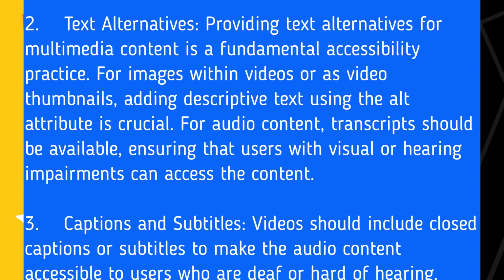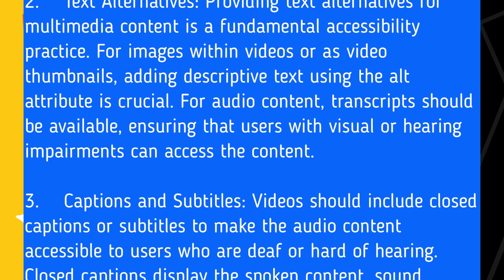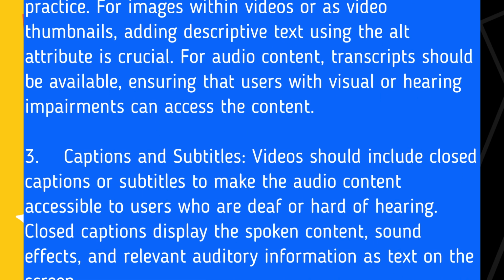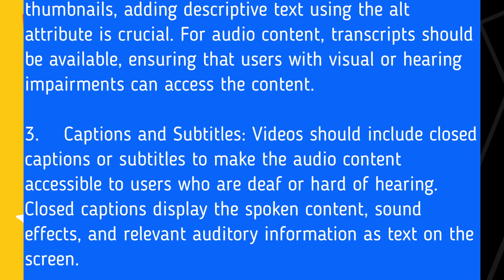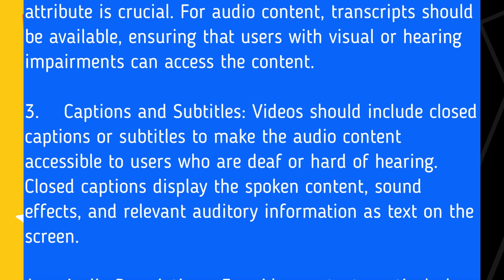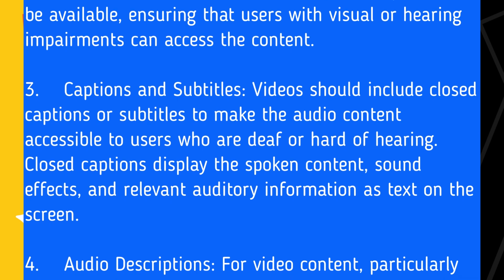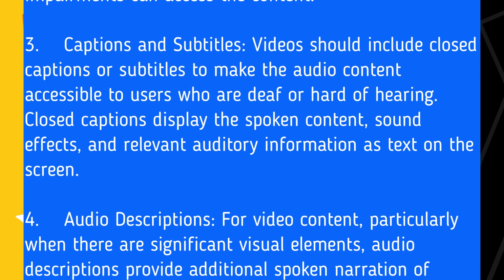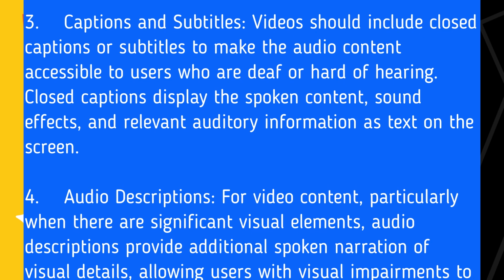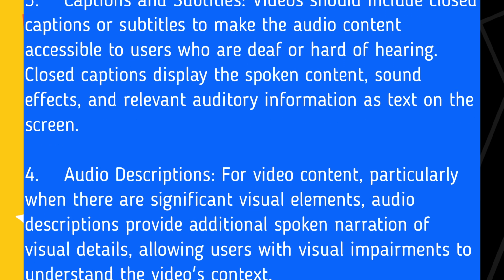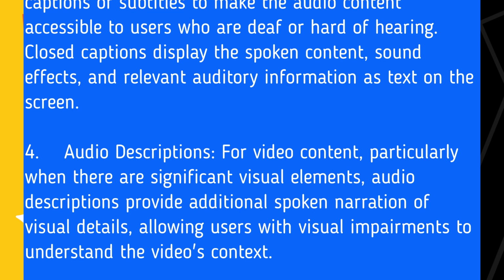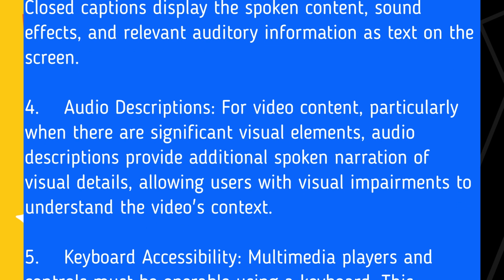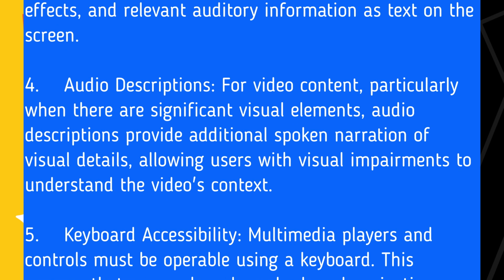3. Captions and subtitles. Videos should include closed captions or subtitles to make the audio content accessible to users who are deaf or hard of hearing. Closed captions display the spoken content, sound effects, and relevant auditory information as text on the screen. 4. Audio descriptions. For video content, particularly when there are significant visual elements, audio descriptions provide additional spoken narration of visual details, allowing users with visual impairments to understand the video's context.